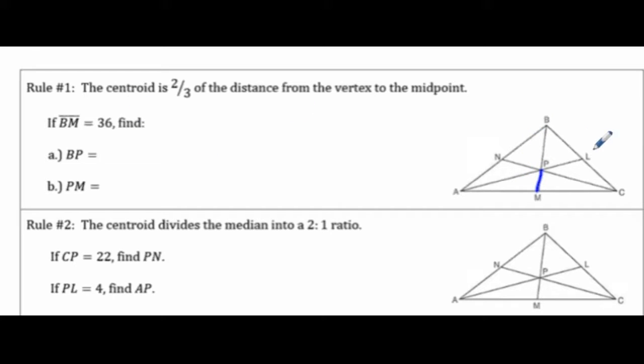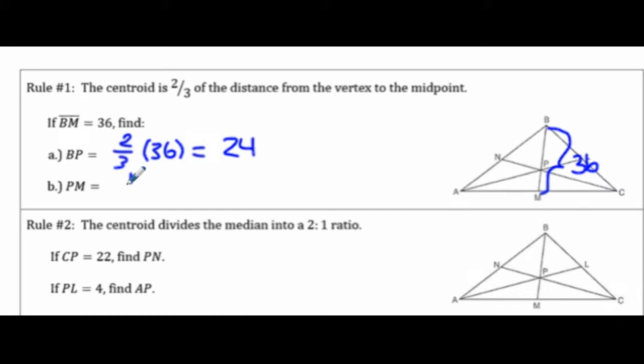In the problem here it says that BM, so this entire median, has a length of 36. We have to find BP. This longer piece is going to be 2/3 of the entire median. If you don't know how to do this, you would just put it in the calculator. But really what you're doing is 36 divided by 3, which is 12, times 2, which is 24. So BP is 24.